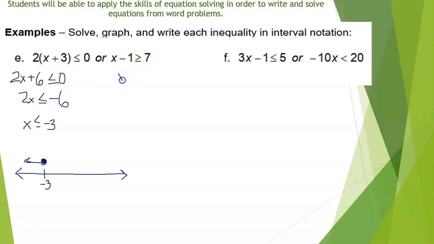All right, here we have x minus 1 is greater than or equal to 7. So we add 1 to both sides, and we find out that x is greater than or equal to 8. So on our number line, we've got an 8. We've got a closed dot on it, and it has to be greater than, so we're going to the right. So when we write that in interval notation, we're going from negative infinity to negative 3, and that's going to have a bracket. And then we're going to have a bracket at 8, and we're going to go to positive infinity.